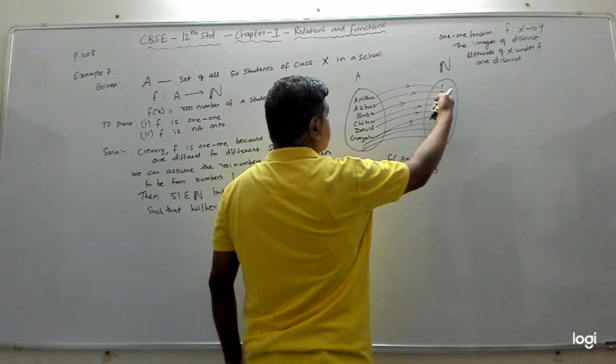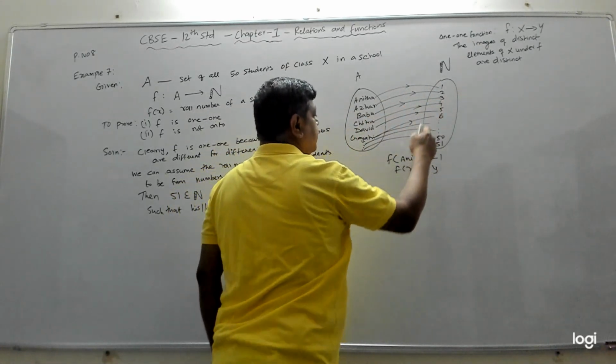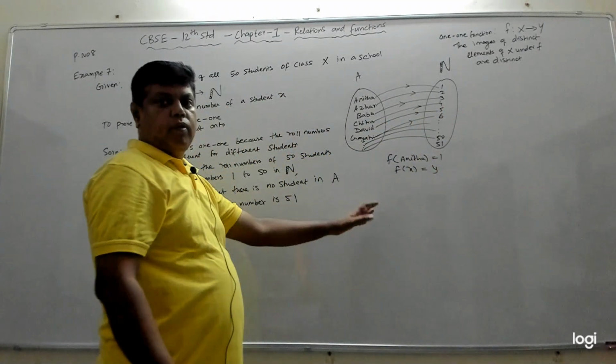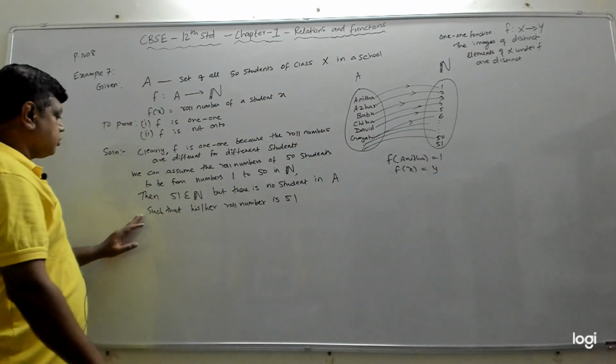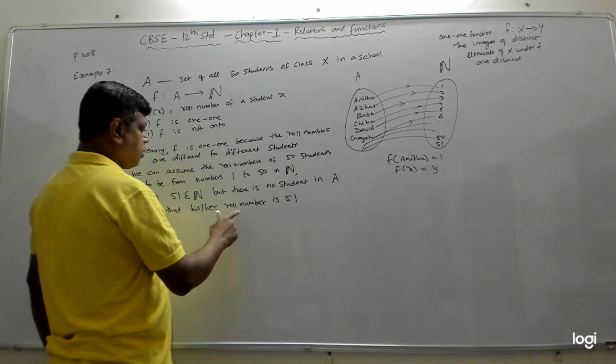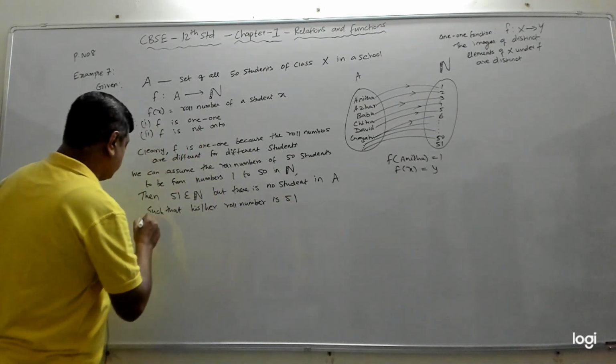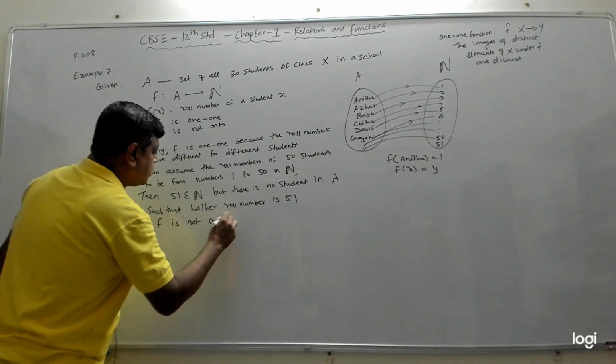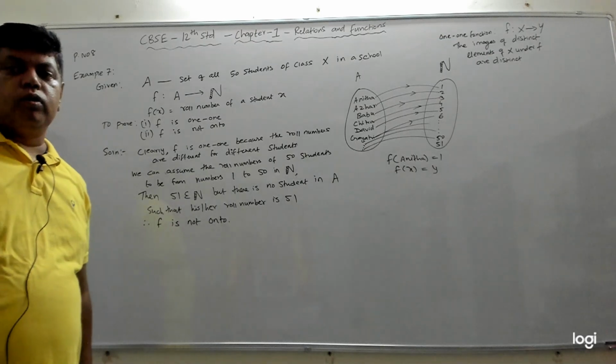f of Azar is 2. f of Babu is 3. So we can say f of Chitra is 4. Like that. Right? Such that his or her roll number is 51. Therefore f is not onto. f is not an onto function.